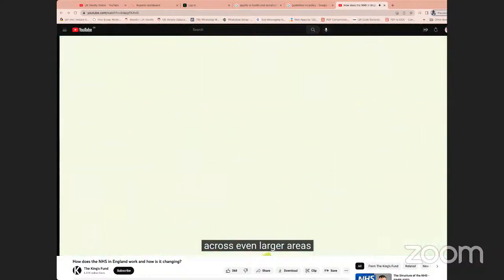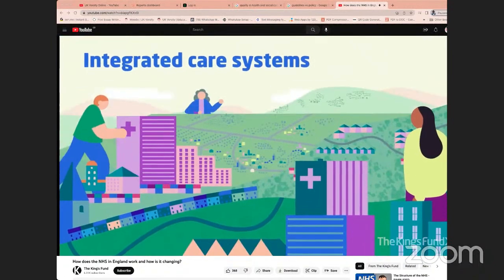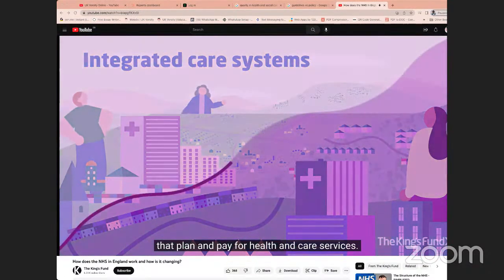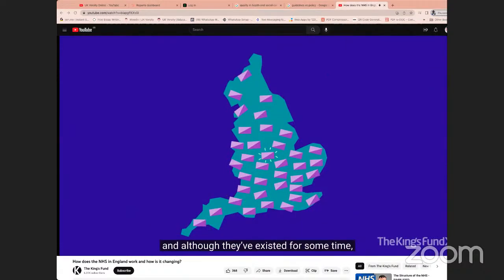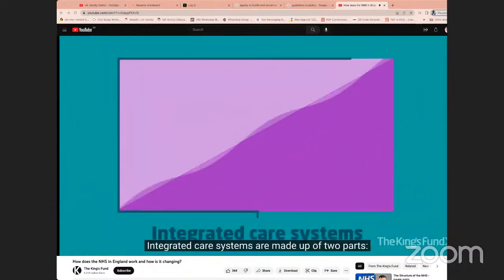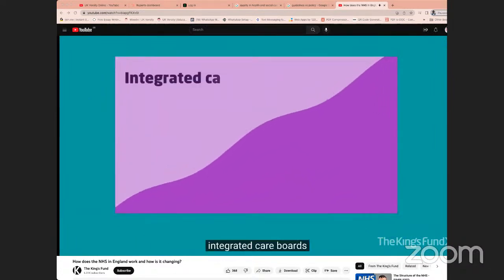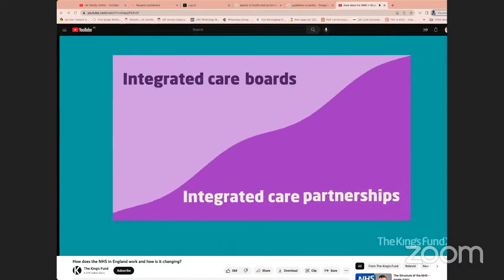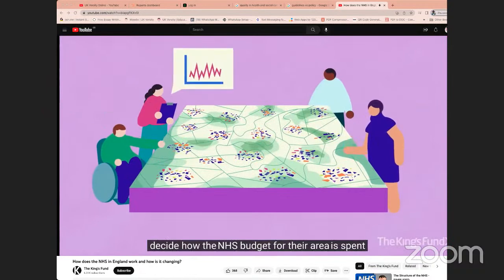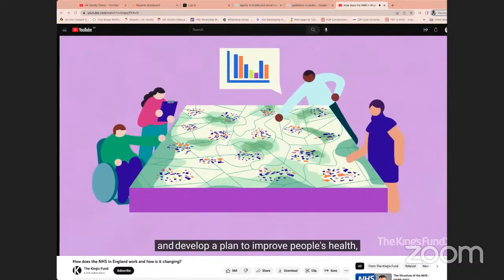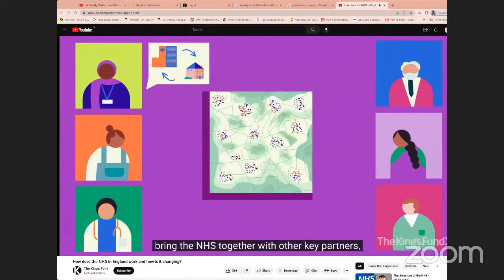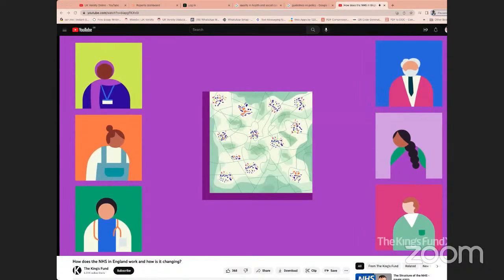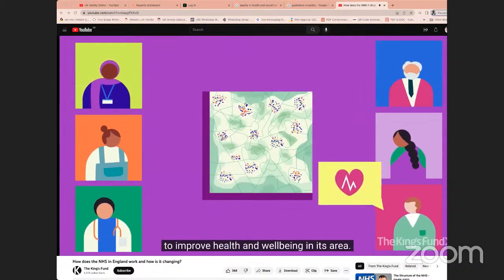Organisations are now coming together across even larger areas to form integrated care systems, partnerships of health and care organisations that plan and pay for health and care services. There are around 40 integrated care systems across England, and although they've existed for some time, the Health and Care Act gives them legal status, as well as new powers and responsibilities. Integrated care systems are made up of two parts: integrated care boards and integrated care partnerships. Integrated care boards decide how the NHS budget for their area is spent and develop a plan to improve people's health, deliver higher quality care, and better value for money. Integrated care partnerships bring the NHS together with other key partners like local authorities, to develop a strategy to enable the integrated care system to improve health and well-being in its area.